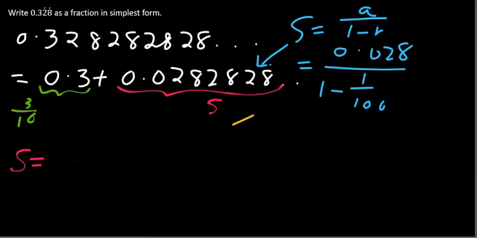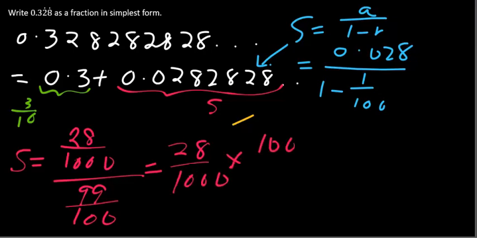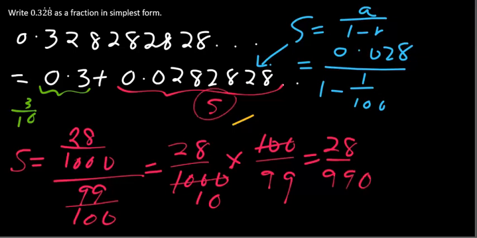Let's work this out. 0.028 in the numerator is 28 over 1,000. In the denominator, it's 1 minus 1 over 100. So that's going to be 99 over 100. That means it's 28 over 1,000 times 100 over 99. So that's going to give you a 10, and you end up with 28 over 990 for that term.